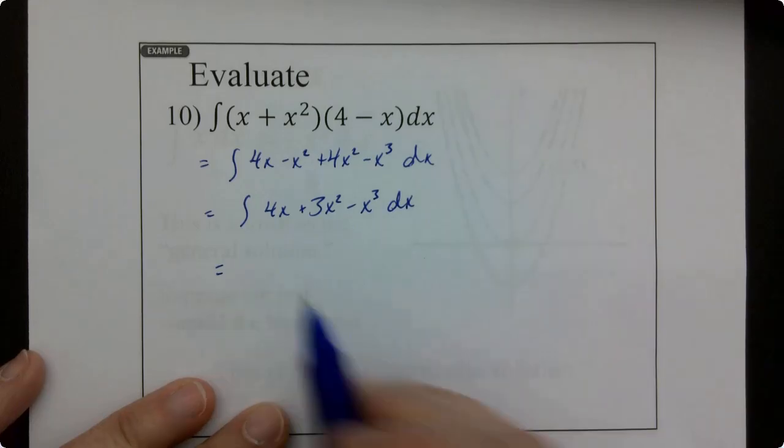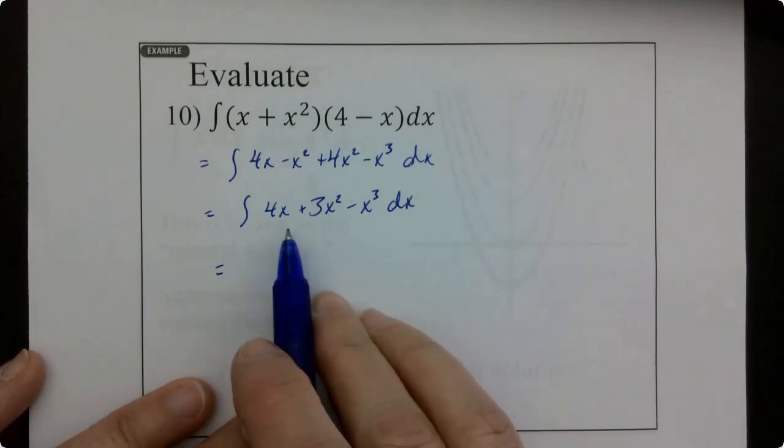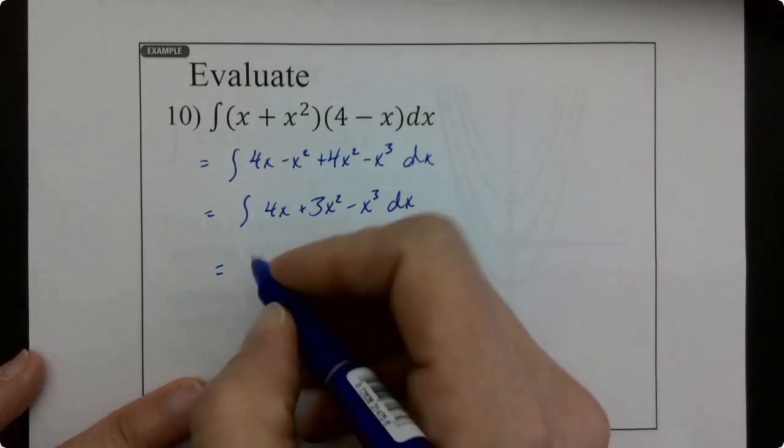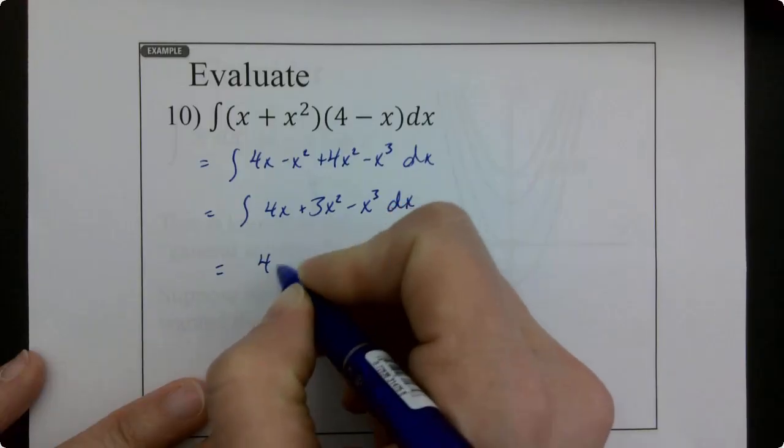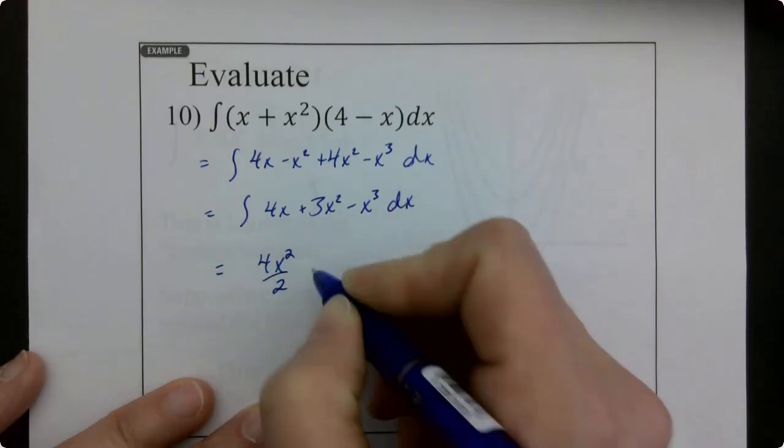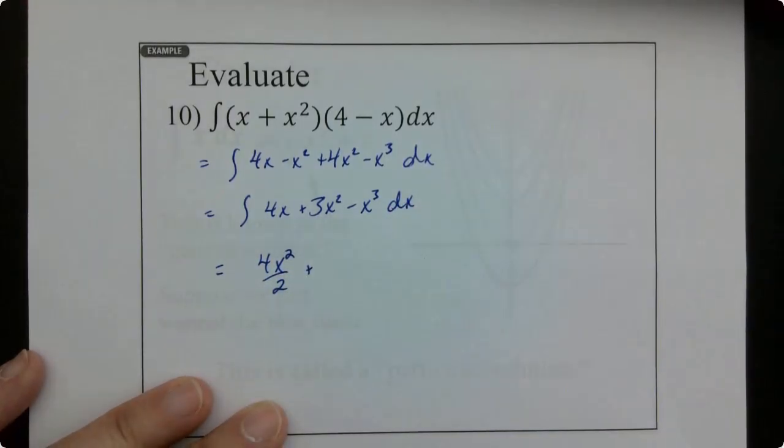When I have the 4x and I apply the power rule, the antiderivative of 4x is 2x squared. So great if you can do that in your head. Otherwise, remember, it's just going to be 4x squared divided by 2. What about the antiderivative of 3x squared?